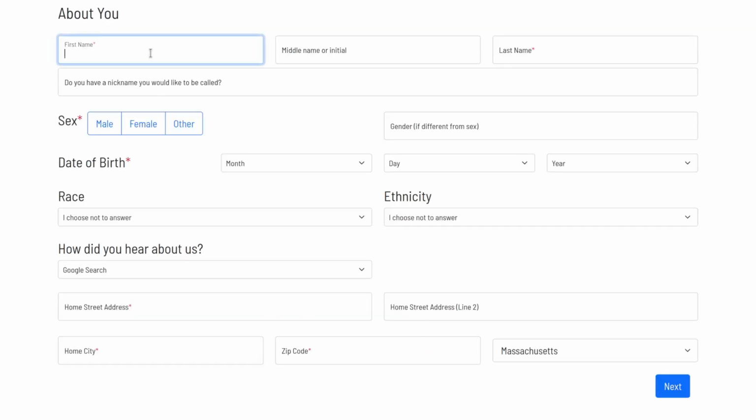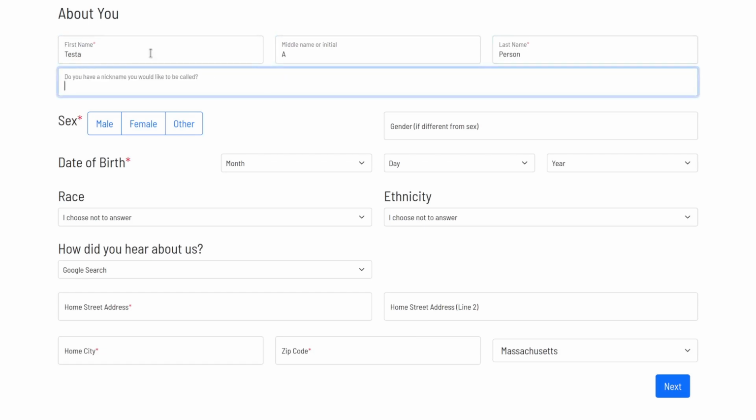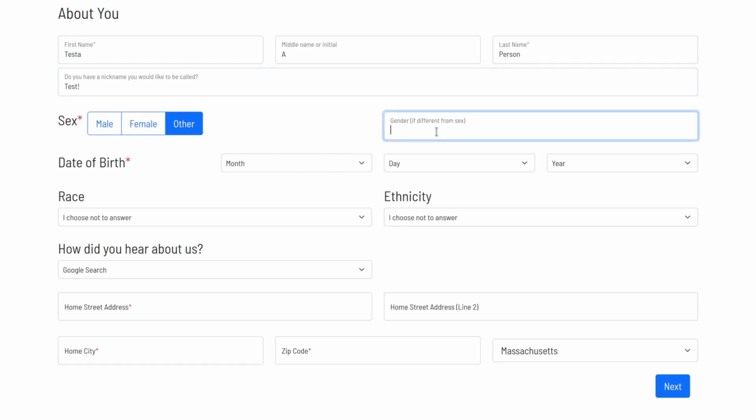Then the basic questions. Other. So this is actually supporting of any kind of trans, something like that. Or you can just leave it blank.